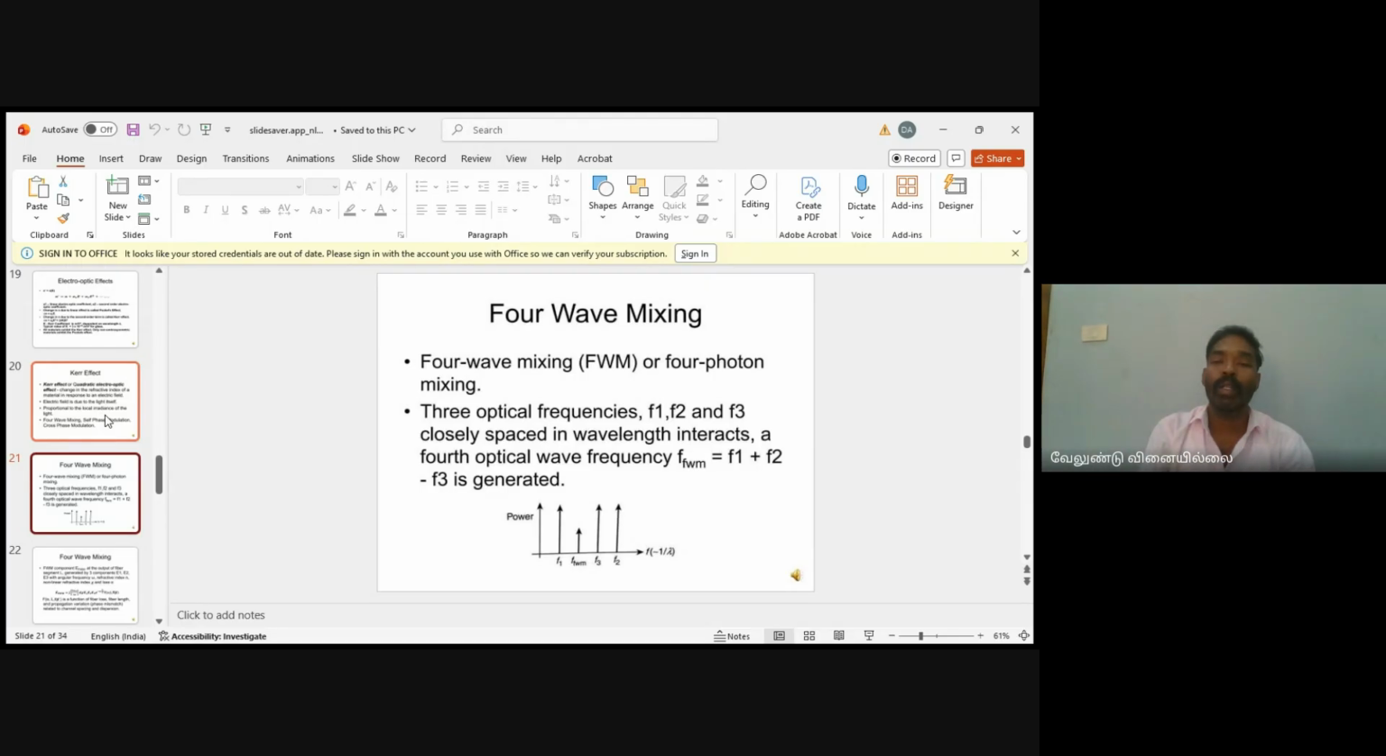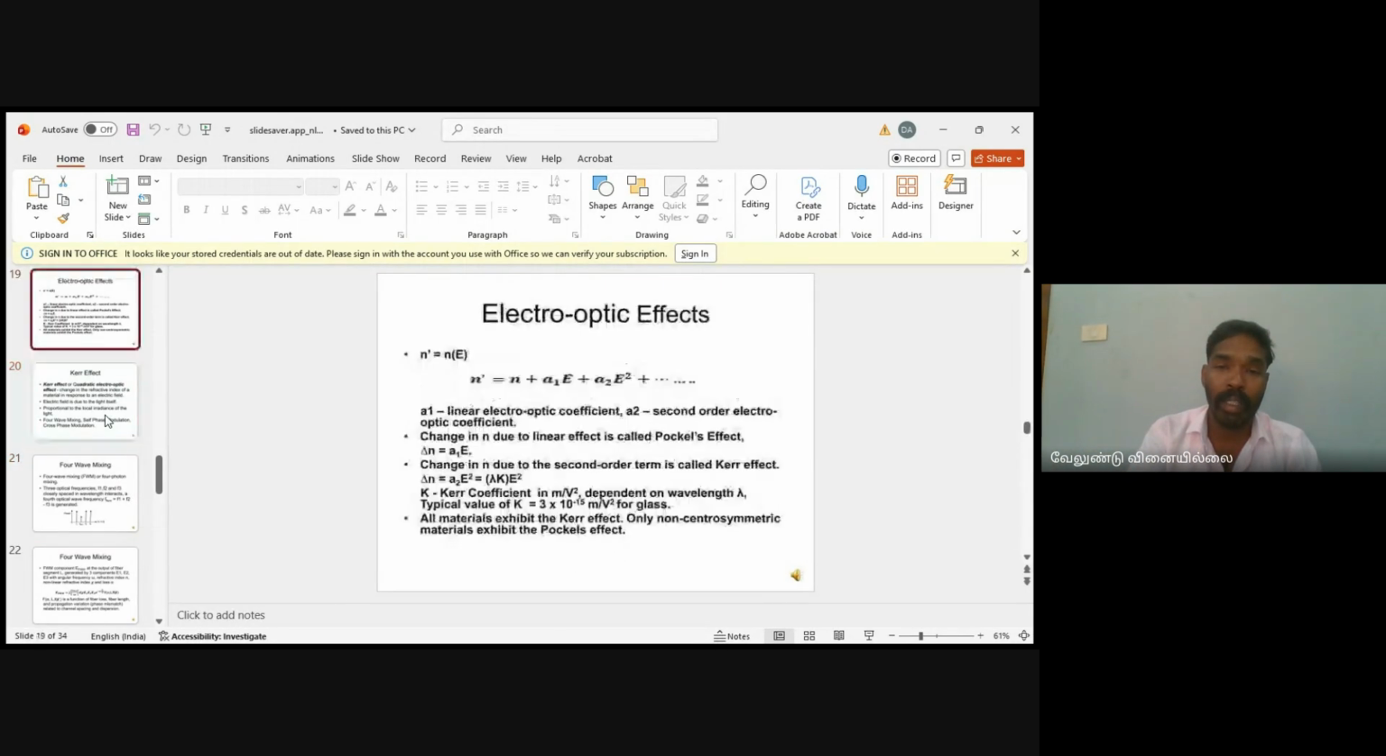Okay. So what is four-wave mixing? The three waves are added together and the fourth wave is static. The three optical frequencies are mixing together. Actually, the Kerr effect is there. The Kerr effect is the mixing of optical frequencies. That is called the Kerr effect. You got it? I can show you directly here.